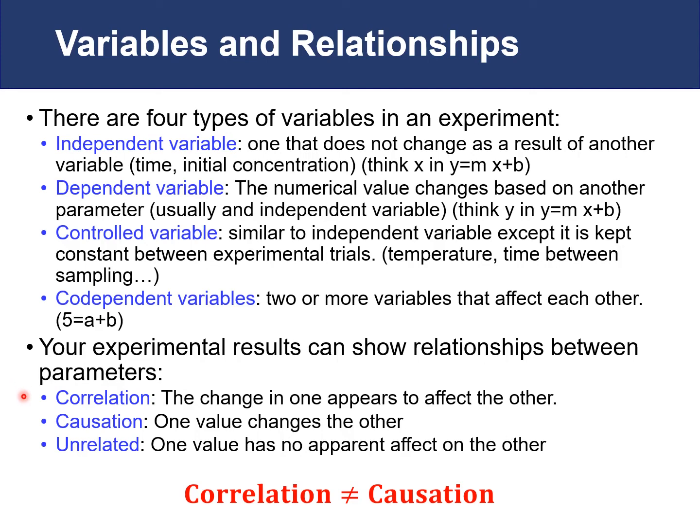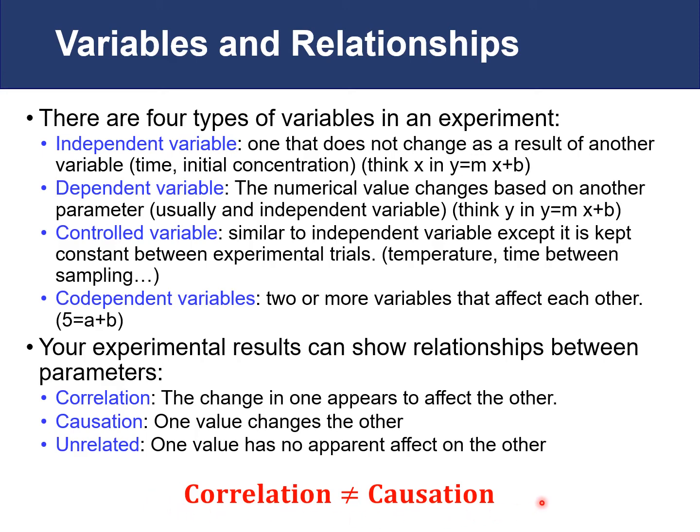There could either be a correlation between your 2 variables. The change in one parameter appears to affect another. There is causation, which is a much stronger or higher bar in which one value does in fact change the other, or they could be unrelated. One value appears to have no effect on the other. A key thing here that is often confused is the relationship between correlation and causation. Correlation is different from causation.